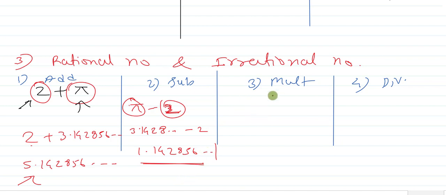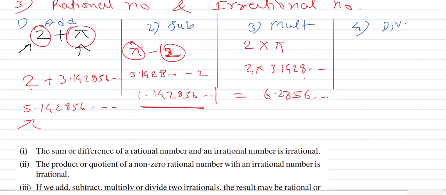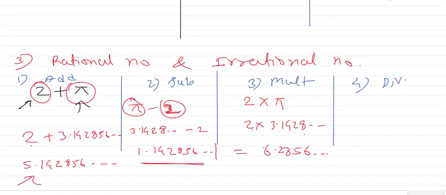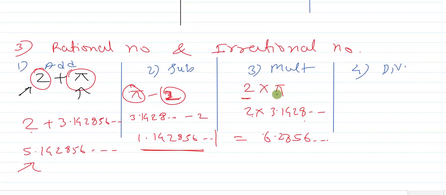For the multiplication, let's see. If I multiply 2 into pi, that is 2 into 3.1428 and so on. What you can say, it will be 2 into 8, 16. Carry 1, 2 4s are 8, plus 1, 9... 2 2s are 4, plus 1, 5, 2 4s are 8, 2 1s are 2, 2 3s are 6. It will be somewhat 6.2856 and so on. That is an irrational number again, right? So the multiplication of a rational number with an irrational number for this case came as an irrational number.